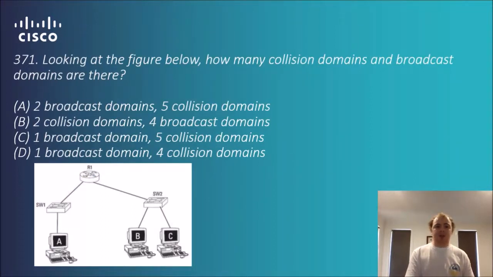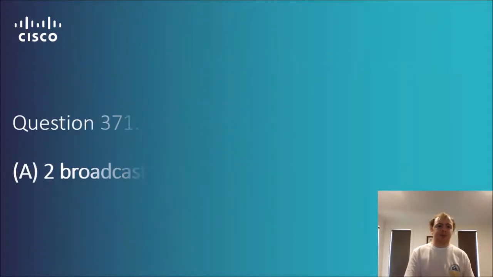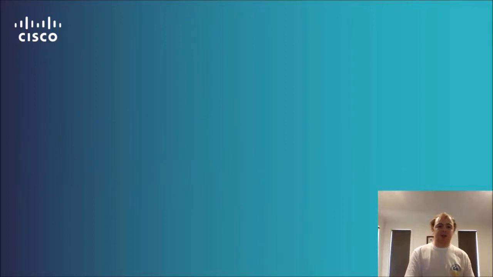371, look at the figure below. How many collision domains and broadcast domains are there? We've got 2 broadcast domains, 5 collision domains; 2 collision domains, 4 broadcast domains; 1 broadcast domain, 5 collision domains; 1 broadcast domain, 4 collision domains. Try saying that fast. If you remember from before, the switch has its own collision domains. So we've got 1, 2, 3, 4. The answer for this one is A, 2 broadcast domains and 5 collision domains.